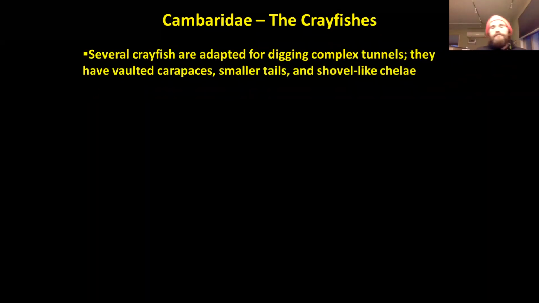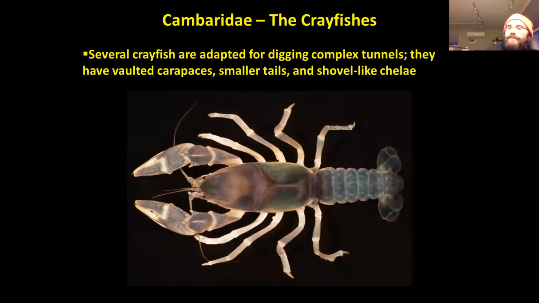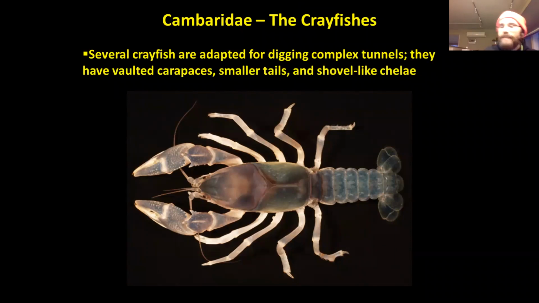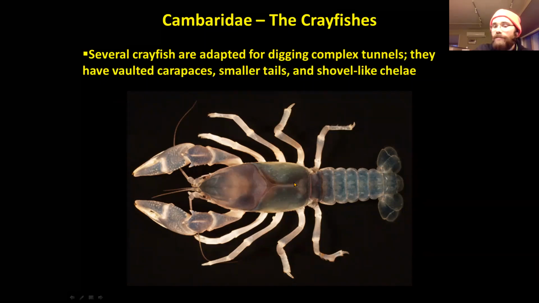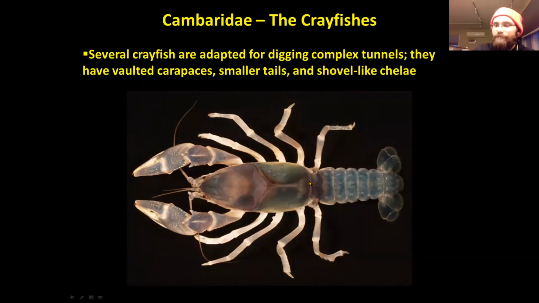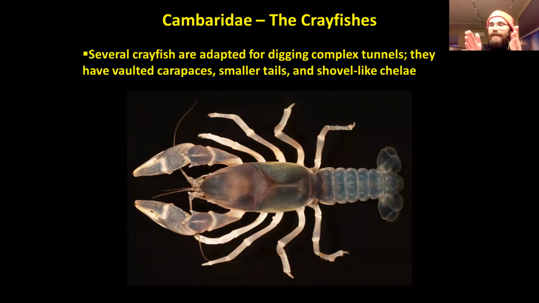So several crayfish are also adapted for digging complex tunnels. They have what's known as a vaulted carapace, smaller tails, and shovel-like chelae. So a vaulted carapace means that the carapace is going to be taller in shape and thinner overall. So you can see the areola here is completely closed. We saw earlier the crayfish that had more space there.